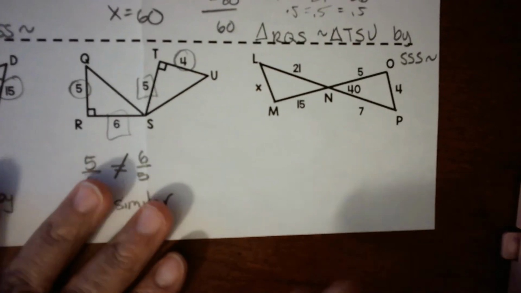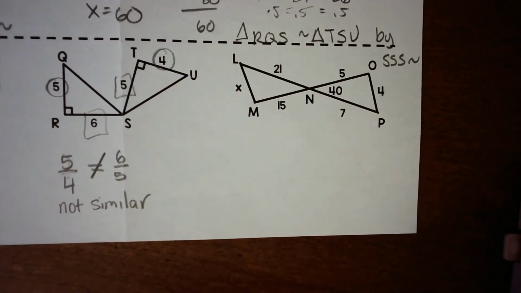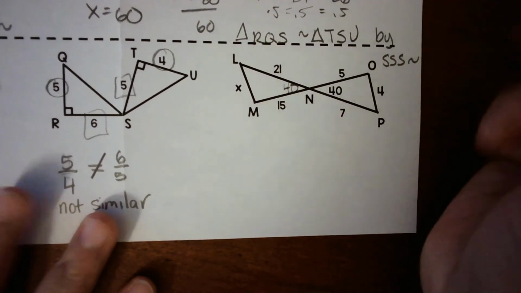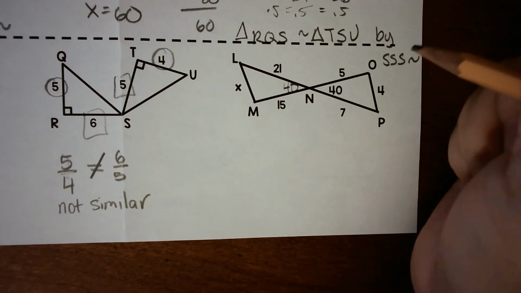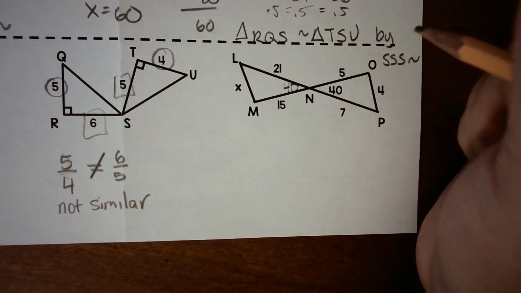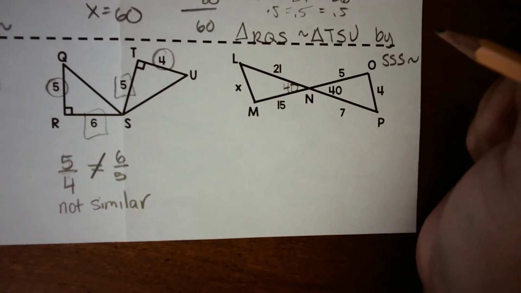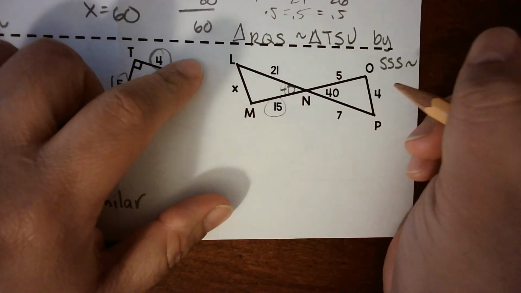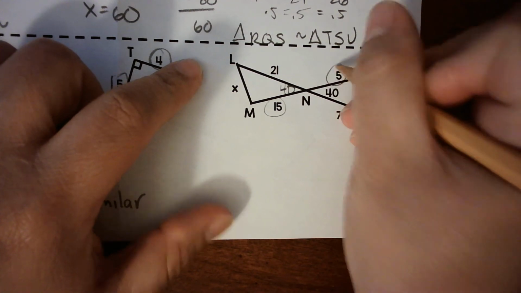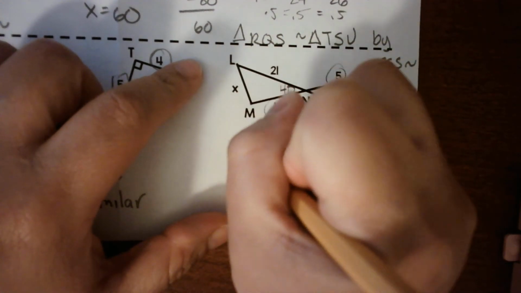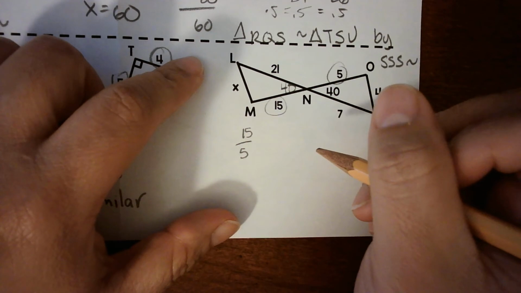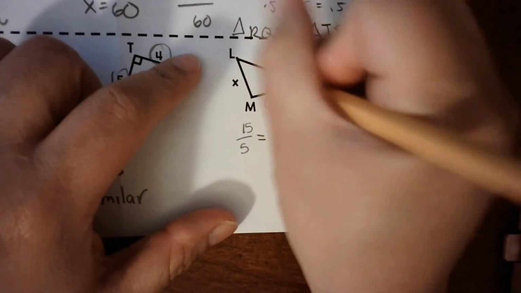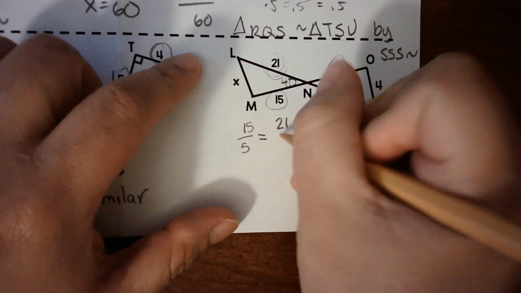Okay, and then our last one. So don't forget these are vertical angles. That means this is 40. If you're not told whether the triangles are similar or not, then you have to figure it out. Are they? Let's figure it out. We have 15 is the smallest, and we're going to compare it to the 5. So 15 divided by 5. And then I'm going to do 21 divided by 7.